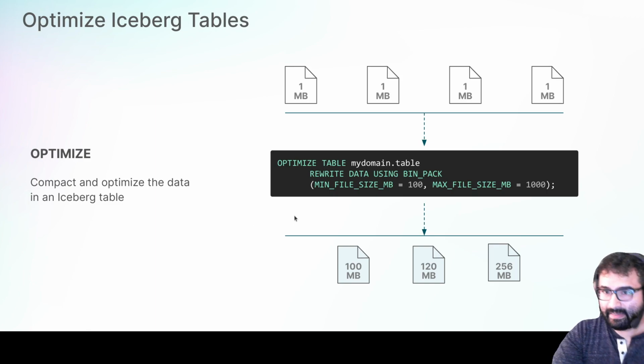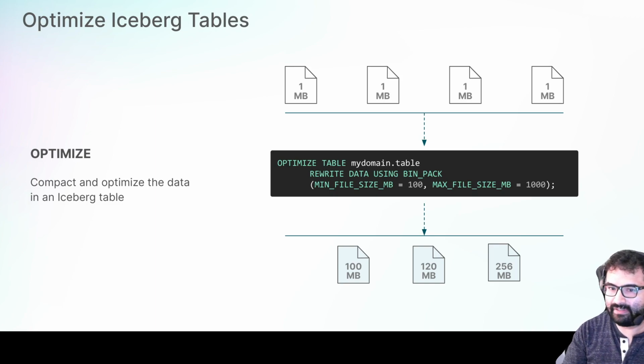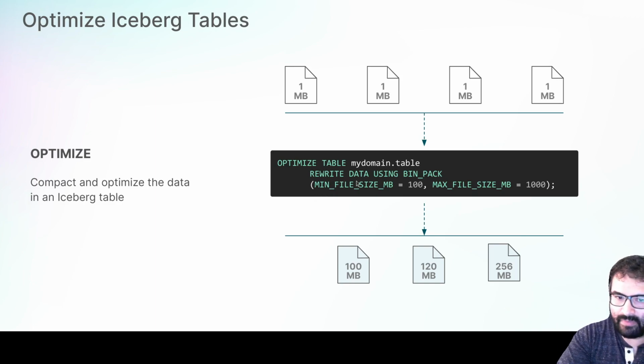There's the OPTIMIZE command. This is what I mentioned earlier, where Dremio has a command that will let you optimize your tables and essentially run compaction, taking all those small files you may have accumulated and turning them into fewer, bigger files. So I can just say, hey, rewrite my data and just make sure that there's no files less than 100 and no bigger than 1,000 megabytes. Okay, and then it'll just create the appropriate files.